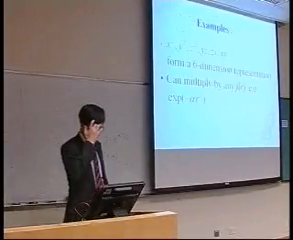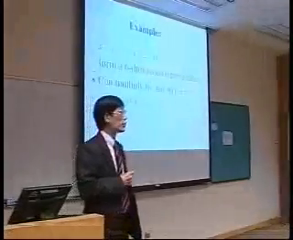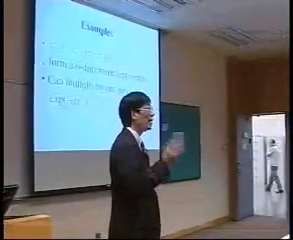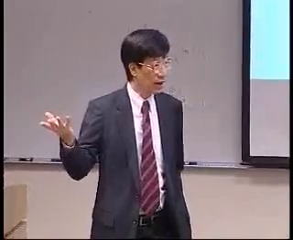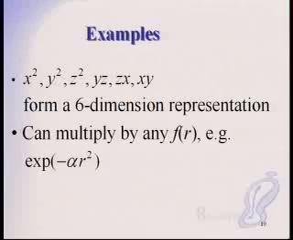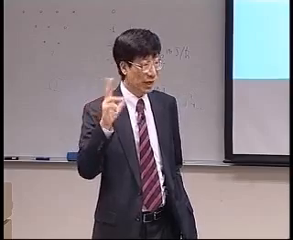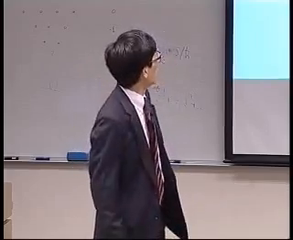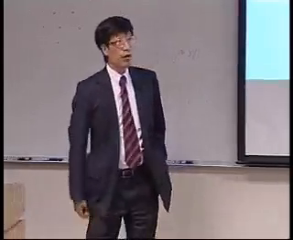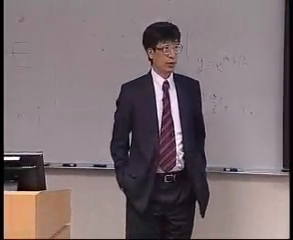Let me take these 6 functions. So n is equal to 6 in this example. 6 functions, x squared, y squared, z squared, and so on, and in fact, of course, the linear combinations of these functions. So this forms a 6-dimensional space. In fact, I can multiply by any function of the radius r, because under rotations, a function of the radius alone is unchanged. Now, I claim that this forms a 6-dimensional representation.